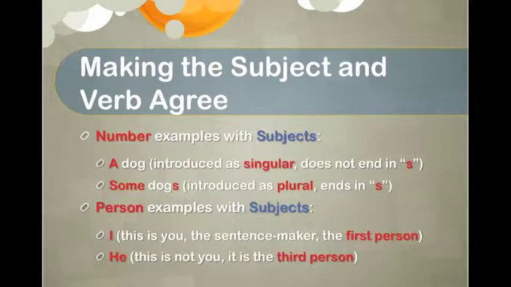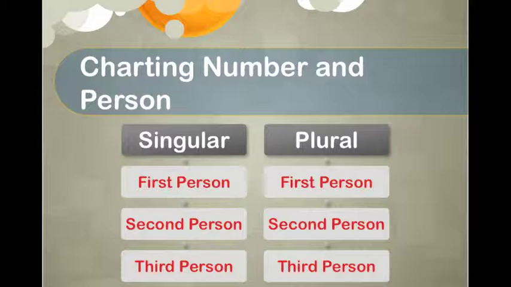Again, just kind of a quick little review there, maybe things you've already heard before. But now we're going to apply it to subject-verb agreement. So let's look at maybe a chart that might make this a little more sense. So we have our singular and plural like we talked about before. We also have our person, which would be our perspective. So we have first person, second person, and third person.